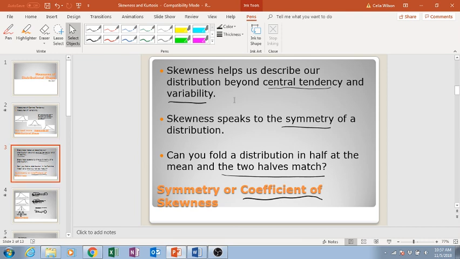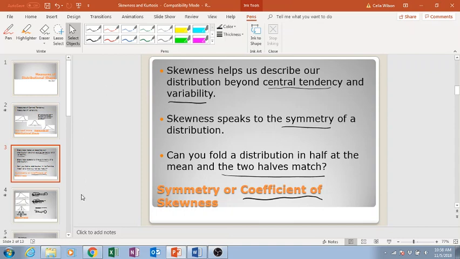All right, so skewness helps describe our distribution beyond central tendency and variability, and that's kind of what we just talked about. If you think skewness, think symmetry. So skewness talks about how symmetrical your distribution is. So think back to probably elementary math at some point where you talked about symmetry. Do your two sides match? And in this case, we're going to fold our distribution on the mean and think about whether or not our two sides match. Okay, so skewness, symmetry. Luckily, they both start with an S, and that kind of helps a little bit with keeping track of all of this.